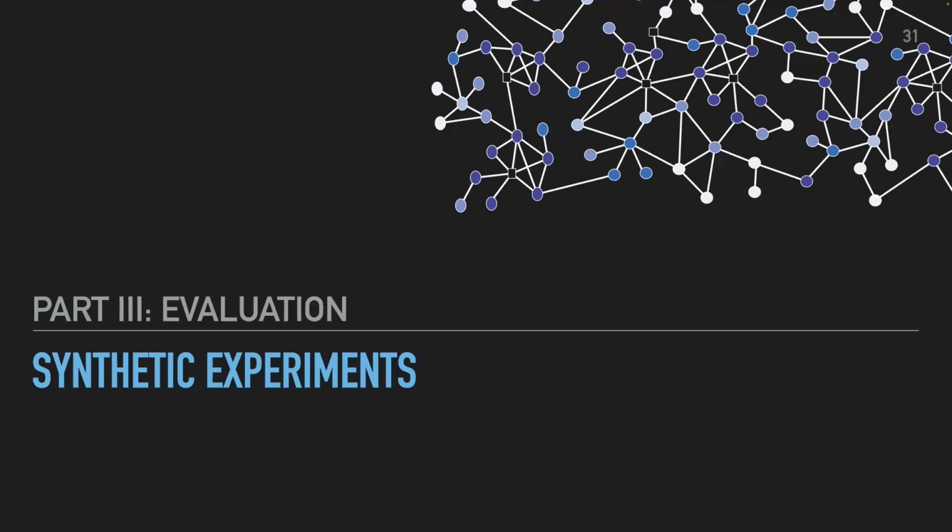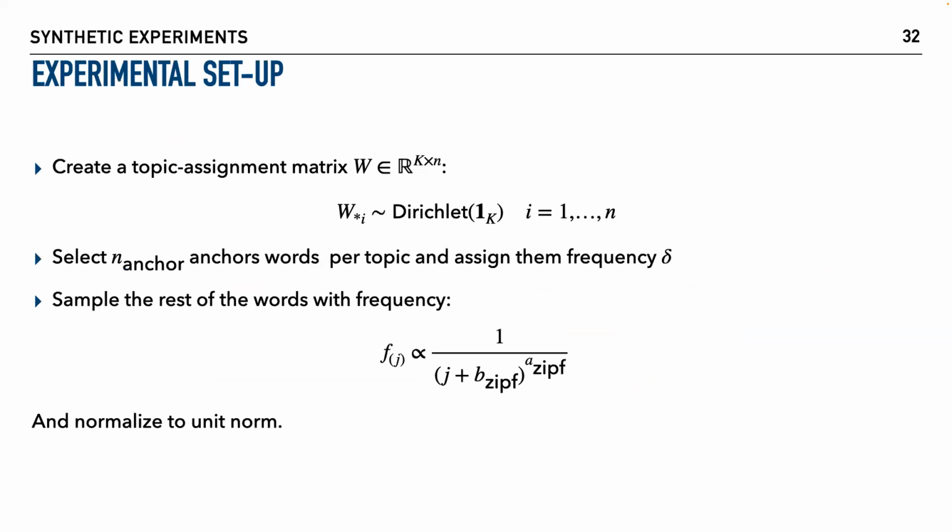Okay, so let's now move on to showcasing the methods on a set of synthetic experiments. For this first set of synthetic experiments, we're going to create the topic assignments matrix W by independently sampling from a Dirichlet distribution. So for each column, I draw from a Dirichlet distribution. I'm going to select a set of anchor words per topic and assign them frequency delta. And then for the rest of the words, I'm just going to use a Zipf curve. And I'm going to normalize everything to unit norm so that it's an actual topic model.